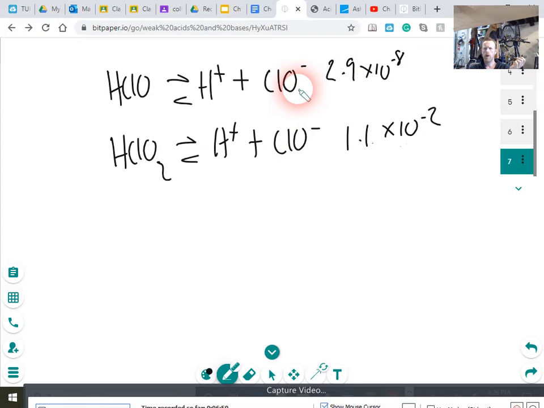Whereas like 1 in a billion of these will break apart. So for every one, there's a billion of these, and for every one, there's 100 of those. But it's getting more and more likely that this will sit there. So, oops, let me do this properly. Let me put a 2 there. So this is becoming more stable, and then by the time we get up to HClO3, it's one way.